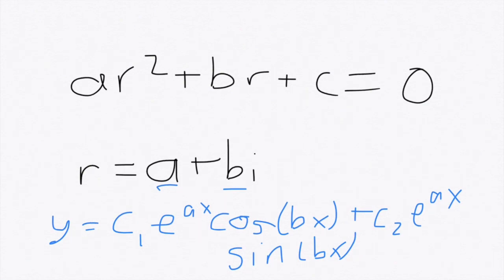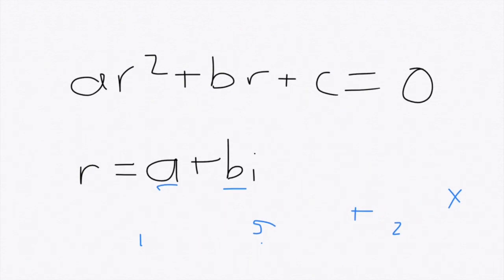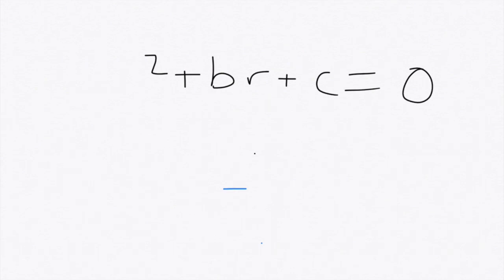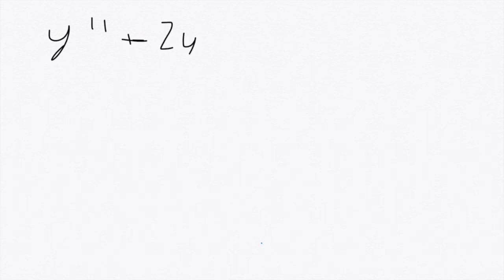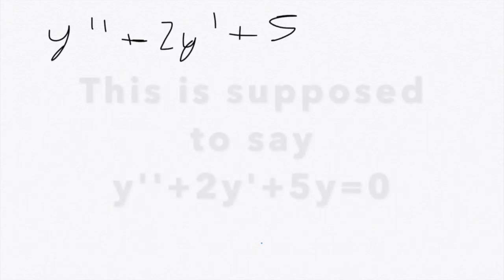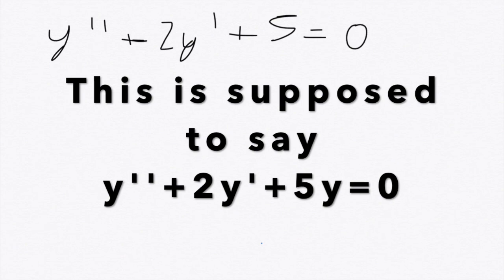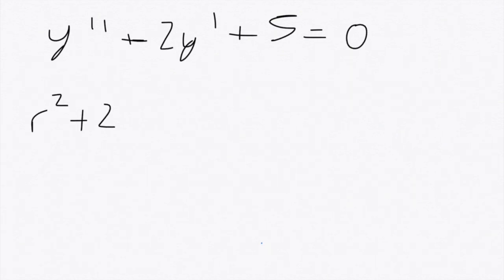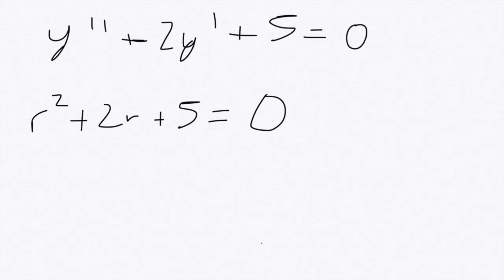And so how would we go about solving such a differential equation? Let's do a sample problem. Our sample problem today will be a standard second order linear differential equation: y double prime plus 2y prime plus 5y equals 0. So our characteristic equation is r squared plus 2r plus 5 equals 0.